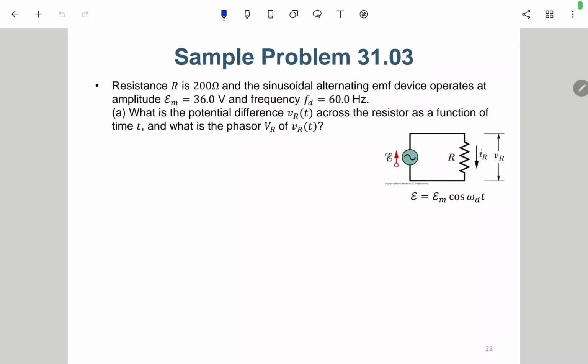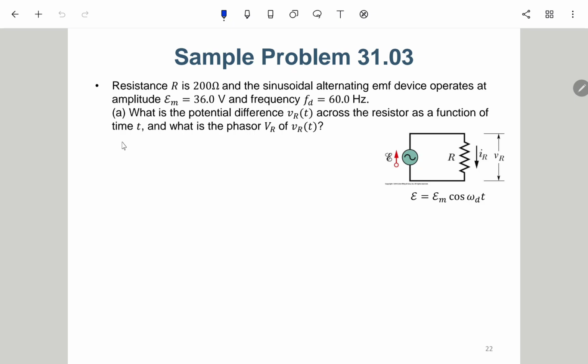Now the sample problems about the phasor, and how we can use the phasor to simplify our calculation. The first one is about the resistor. You may consider that using the phasor here is somehow overkill, but this one lets you get used to the notation first.